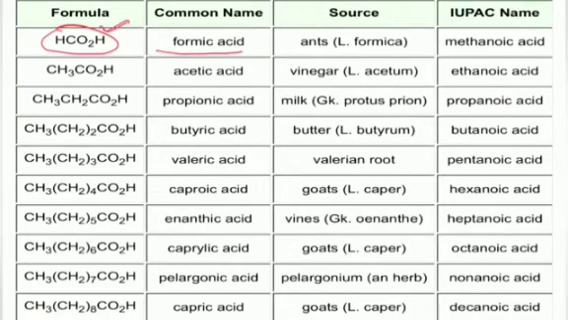And what about the IUPAC name of this compound? Coming to the IUPAC nomenclature, one carbon is present in this compound, so that is why it is methanoic acid. And what about this one? If you observe this one, this is CH3COOH. What is the common name for this compound? The common name is acetic acid. And what is the IUPAC nomenclature? That is ethanoic acid, because of the presence of two carbons, that is why it is ethanoic acid.